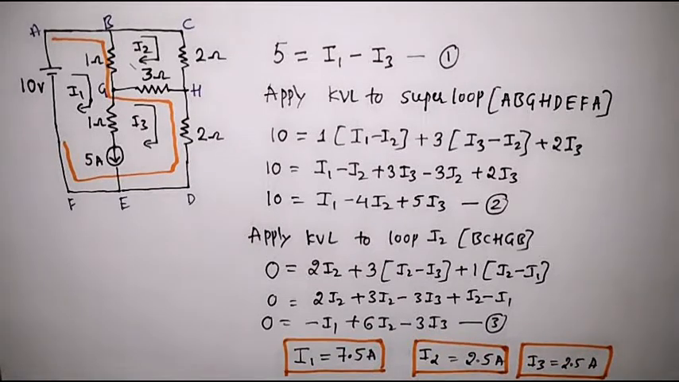We are supposed to consider that super loop, and we are supposed to apply KVL to the entire super loop.